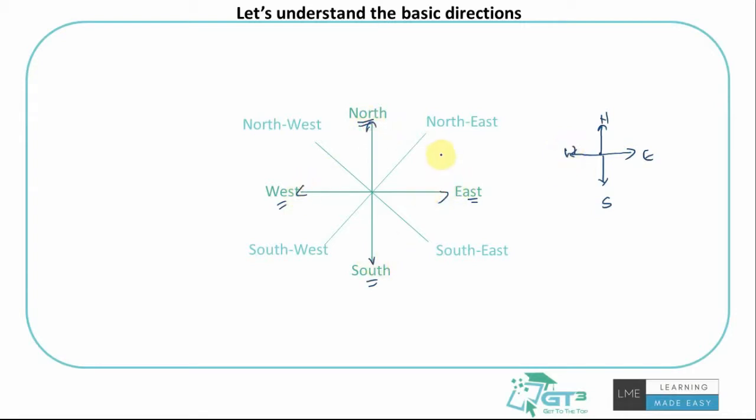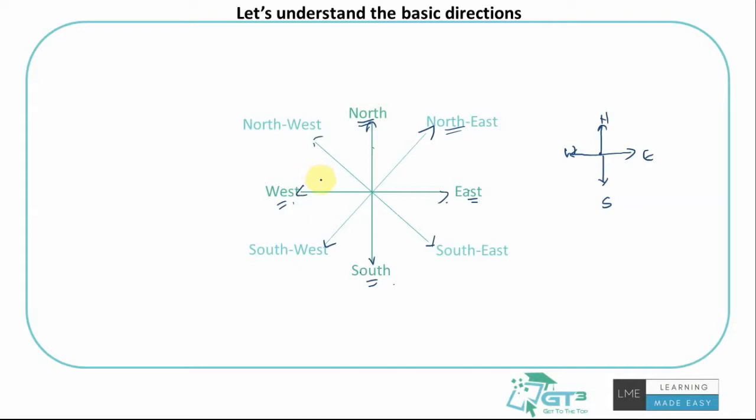So, what about northeast? That should be in between north and east. So, this is northeast, right? And southeast is between south and east. So, this is southeast. And southwest will be between south and west. And northwest will be between north and west. This is a standard template that we use when we are solving a question.